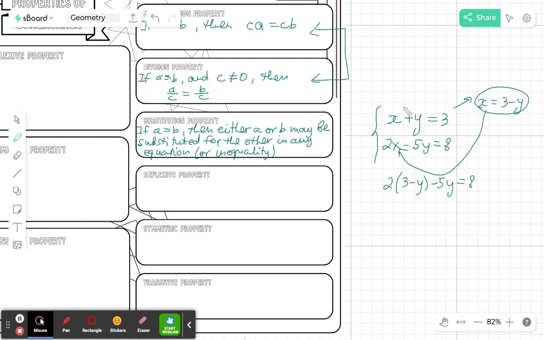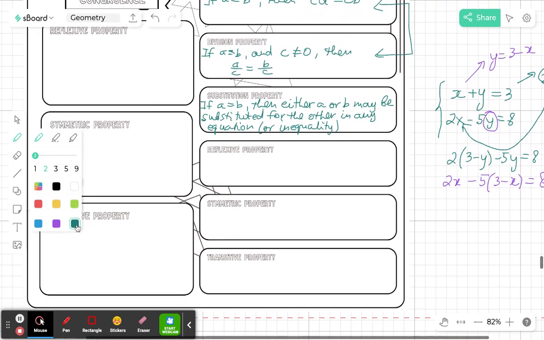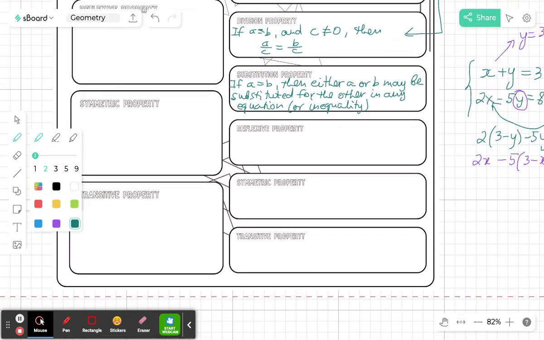Or alternatively, you could have said Y equals 3 minus X, and then you substitute instead of Y, and then your equation becomes 2X minus 5 times (3 minus X) equals 8, and then you solve for X from this equation. So that is what our substitution property is telling us. You can substitute either one for another in any equation or inequality.